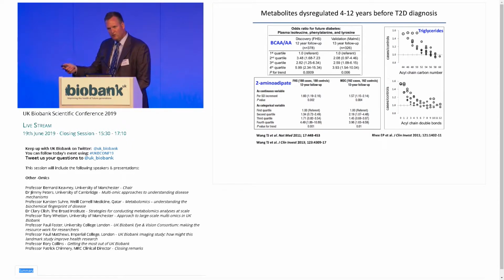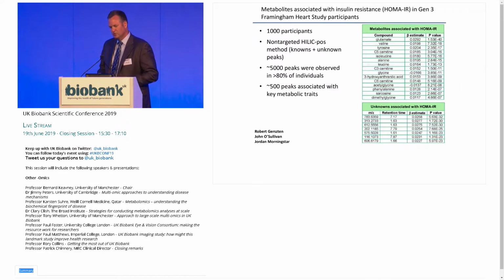So after we did these studies, we then moved to doing non-targeted methods like the ones I showed a couple of slides ago. And this is just an example of some work we did in the Gen 3 cohorts, the children of the participants in the last study. Here we had 1,000 samples. We applied one of the 4 methods I had shown. We measured about 5,000 peaks, and we found about 500 of those peaks were associated with key metabolic traits.